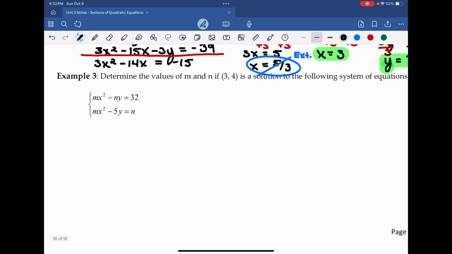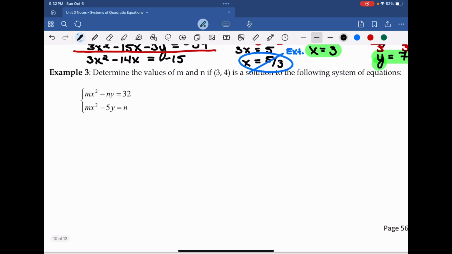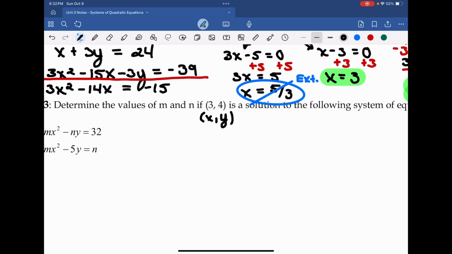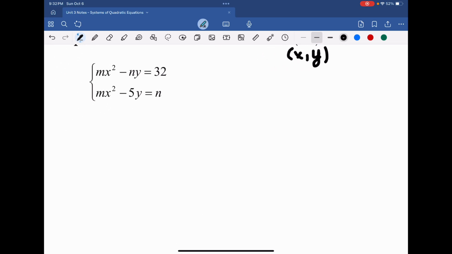Determine the values of m and n if there is a point (3, 4) that is a solution to the following equations. Now, what we want to do is as soon as they give us a point, they're basically telling us that this is an ordered pair that satisfies both equations. If that is true, let's plug it in.